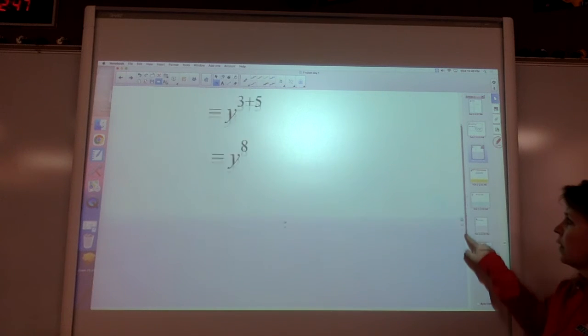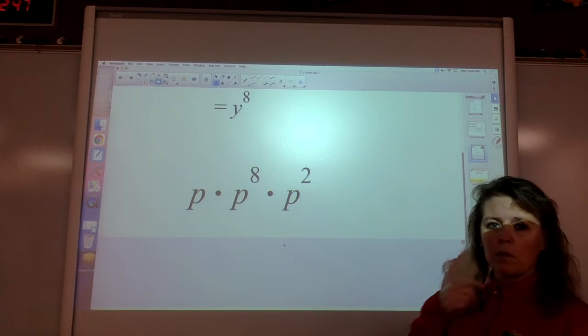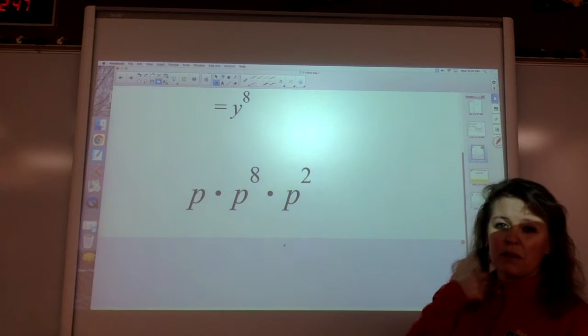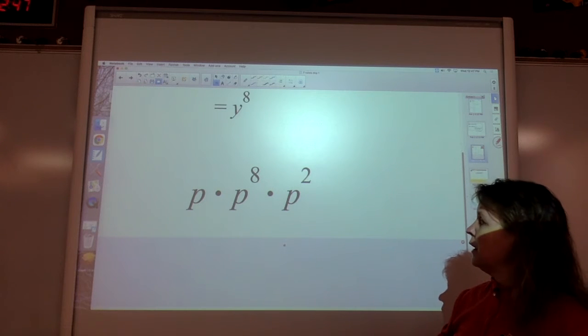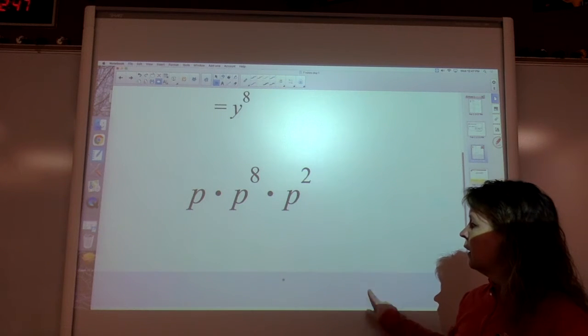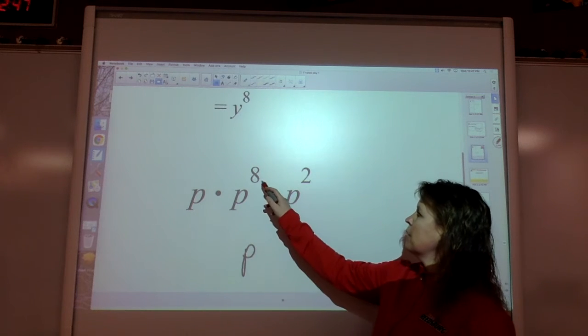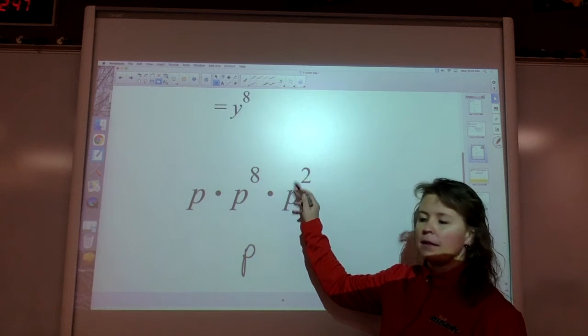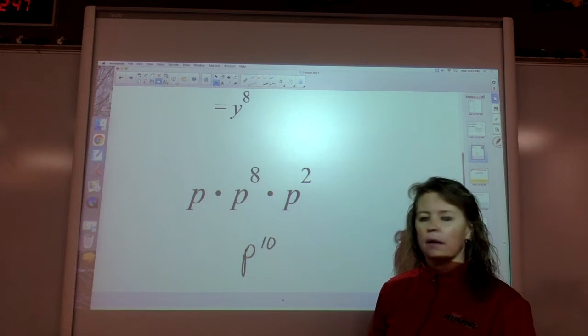It'd be nice if this is all you had to do on your whole assignment, but we're going to add to it from there. What if there's more than one? What if there's numbers involved? Take a look at this one, write it down. You have p times p to the 8th times p to the 2nd. And you would have a tendency to say, oh, I'm going to add exponents. And since that's an exponent and that's an exponent, I'll take 8 plus 2 is 10. And you're going to get it wrong.